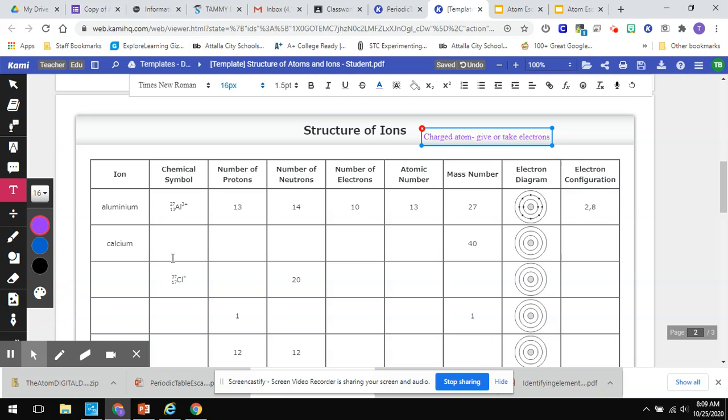So we know that aluminum has a mass of 27, and its atomic number is 13. So our protons would be 13. We would get neutrons by going 27 minus 13. Electrons came from the charge. This is the thing that you've got to realize: if you have a positive charge, what happened is you gave 3 electrons away, so you're going to do the opposite. If you see a positive charge, you're going to subtract electrons.